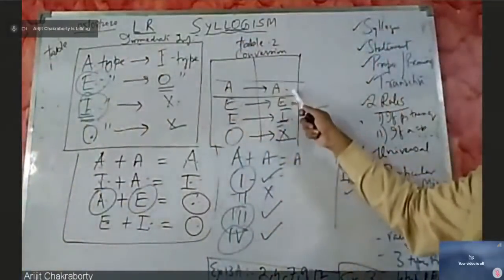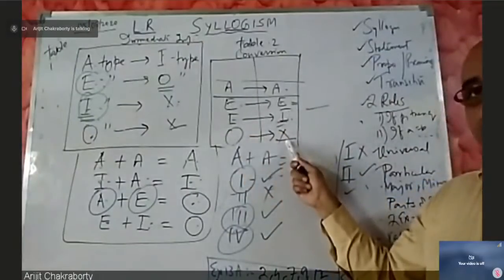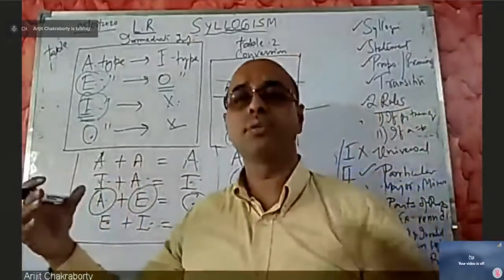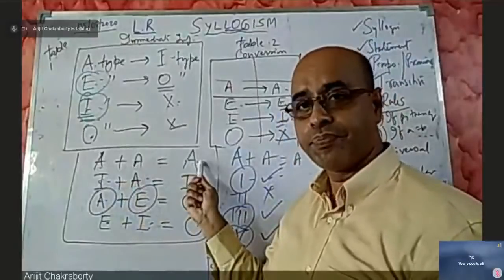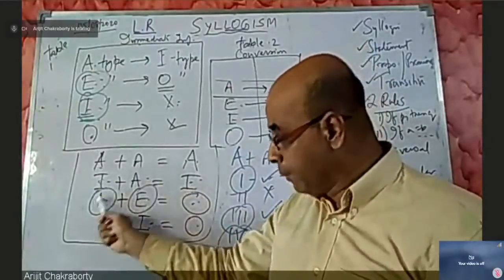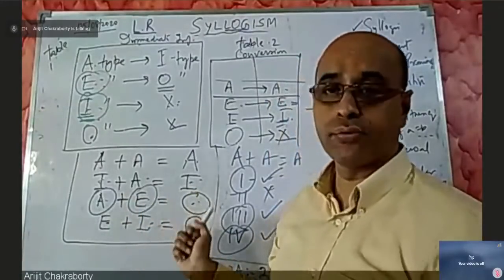A can be converted to A, E to E, I to I, but O cannot be converted further. Then we focused on the summation of 2 propositions. A proposition and A proposition will give A. I plus A will give I. A plus E will give O. And E plus I will also give O.